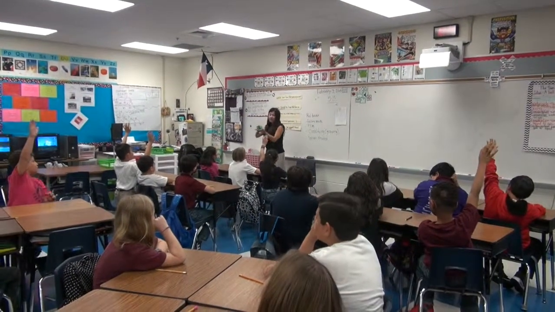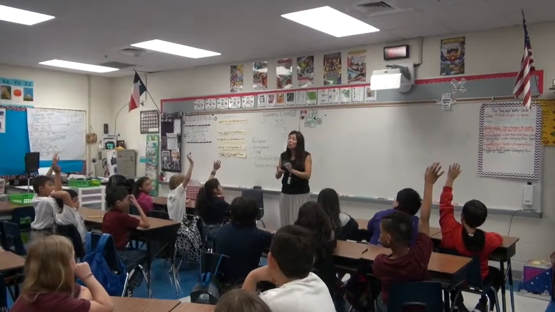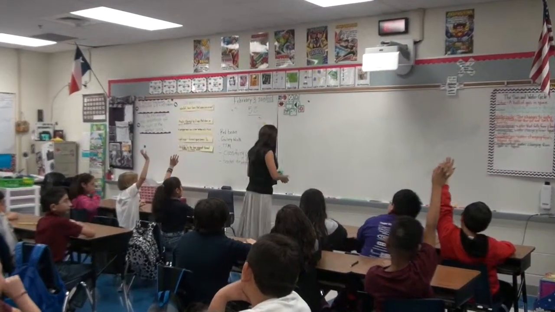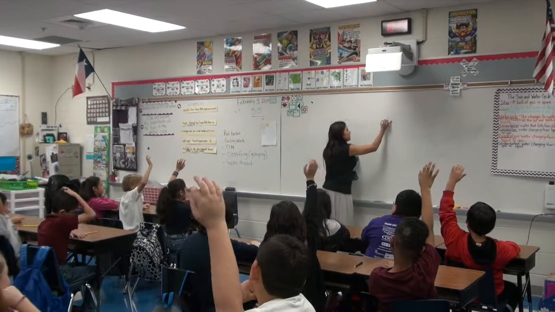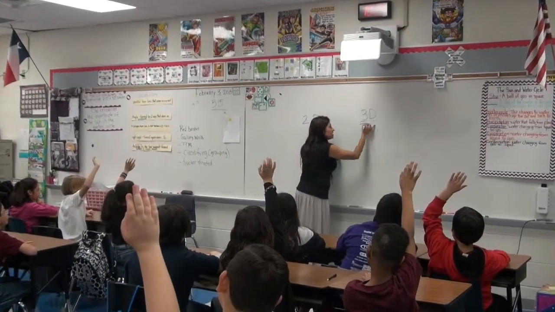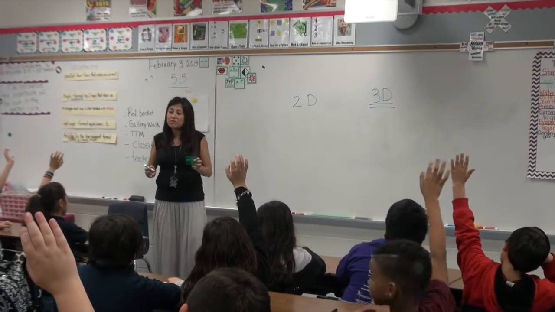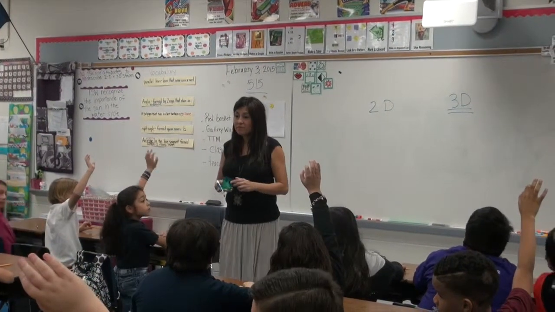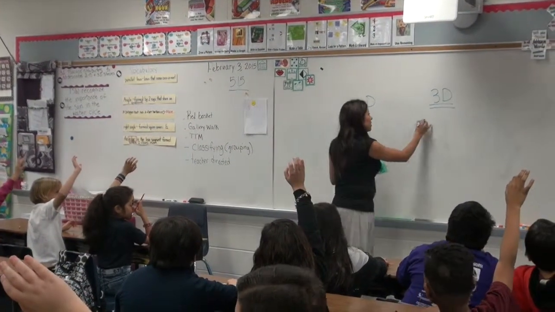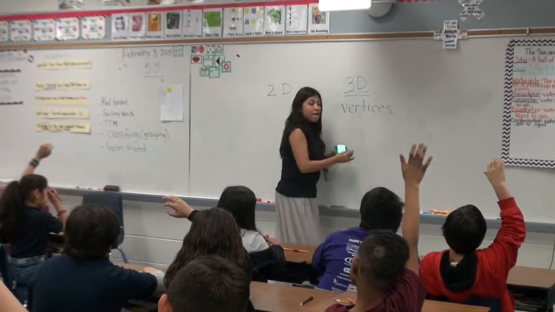This is my 3D shape. We've been working on 2D shapes. What do you think the difference is between a 2D and a 3D? Now, this is what we're getting ready to do, but we know a lot of information about 2D shapes. Francis, what do you know about 2D shapes and 3D? 3D has vertices. Okay, so when we're looking at 3Ds, we're going to be looking for vertices.